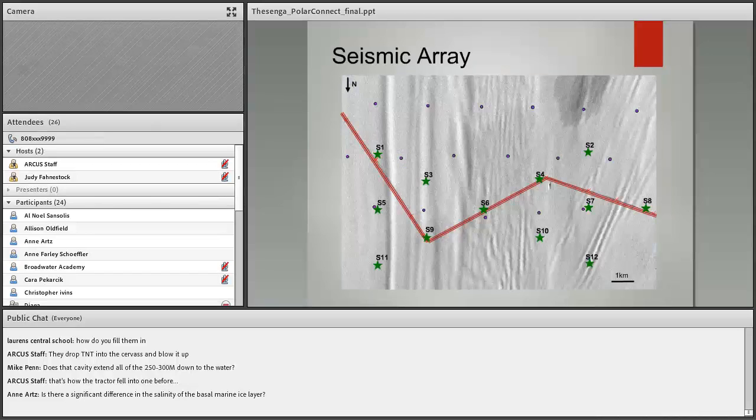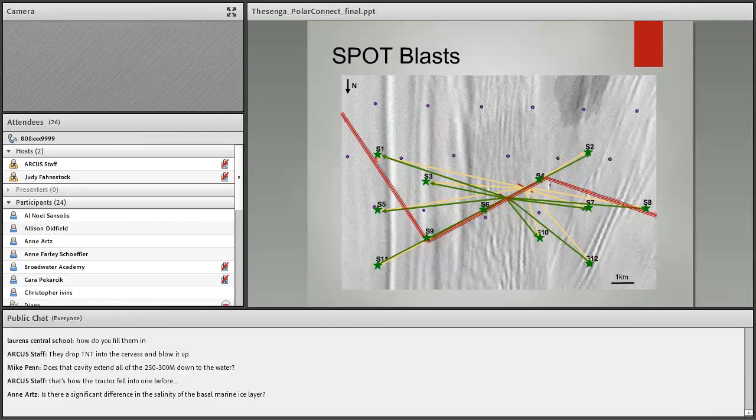This year we're going to set up a seismic array. So in red is the road that crosses the shear zone. And the green stars is the array of what we call geophones, what we're going to stick into the ice to pick up on that energy that is released from those explosions. And so going to the next one, SPOT blasts, essentially if you trace from 2 points along the road where they're going to set off those explosions, and you trace lines out to all of your seismic arrays, these are all the waves that we can pick up on. And we can use that information to figure out what's going on at depth.